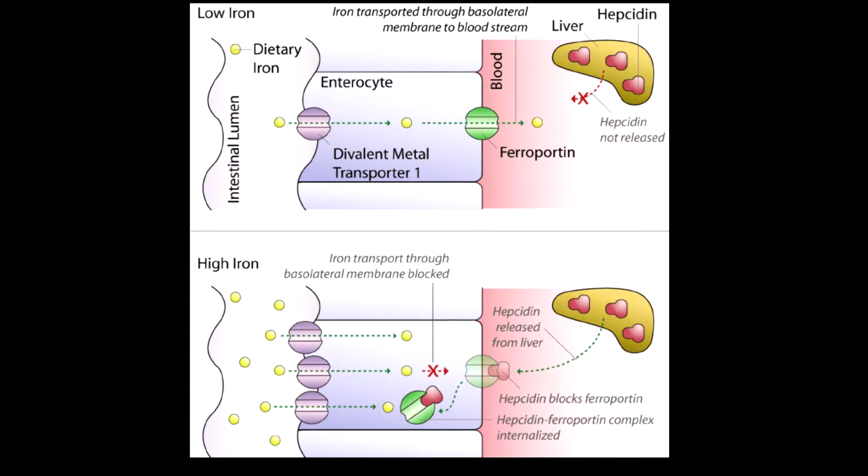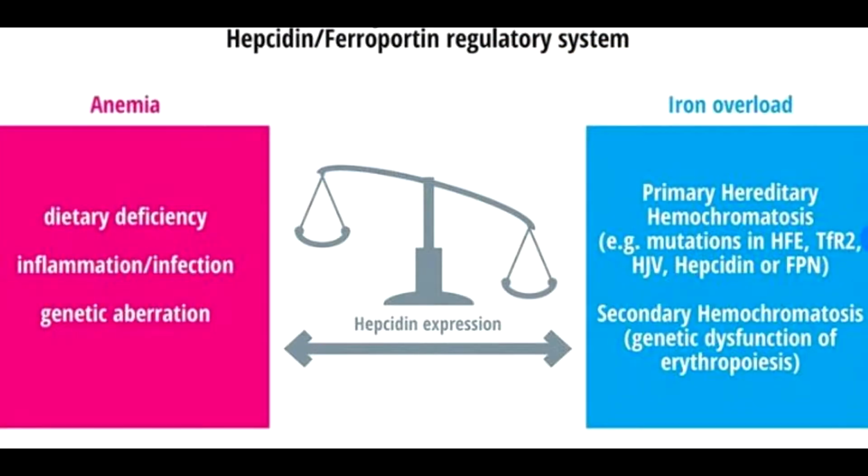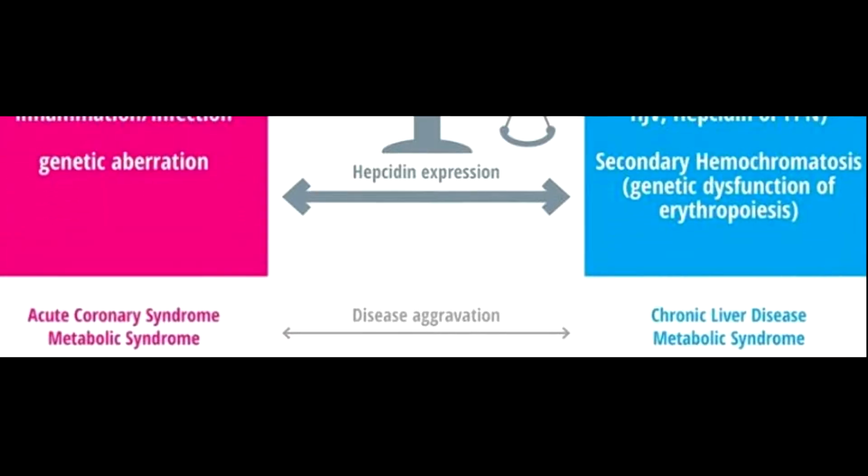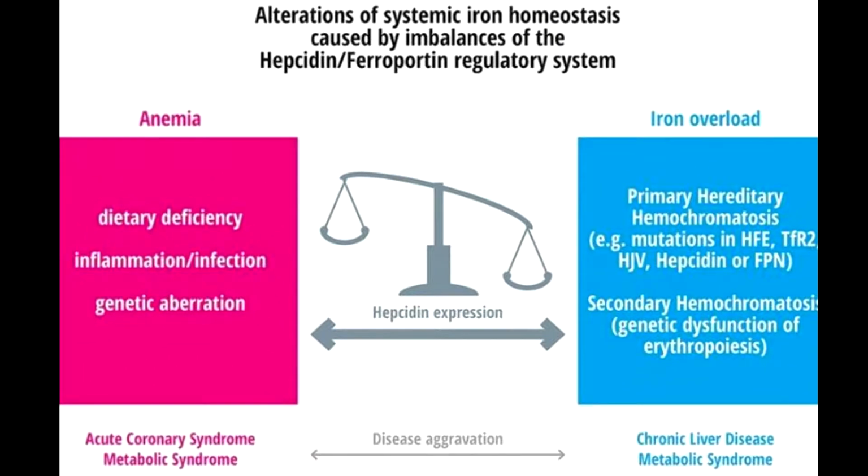too much. The risk of low iron is called anemia, where there is associated dietary deficiencies, inflammation and infection risk, and genetic abnormalities, leading eventually to metabolic or acute coronary syndrome. On the other hand, iron overload can be hereditary as a genetic mutation that may amplify the iron load, which may lead to chronic liver disease due to this constant stress and metabolic syndrome.